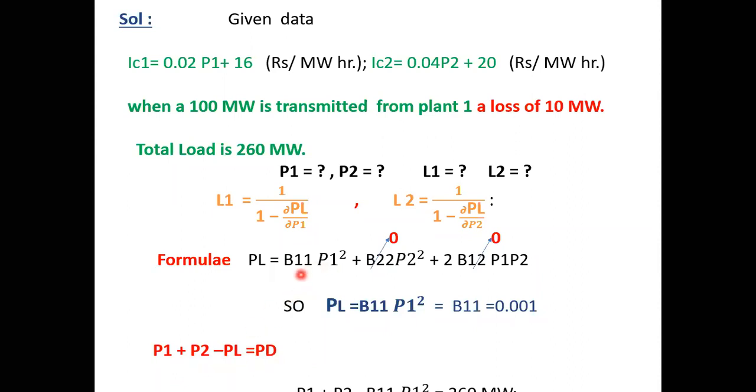So what is the PL value? That equals B11 into P1 square. So we know the B11 value. What is that value? 0.001. Substitute here. So you will get PL value is equal to 0.001 into P1 square. And what is the value of PD? 260 megawatt. So finally, you will get this equation.